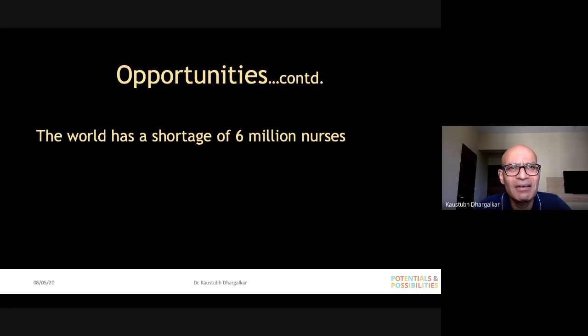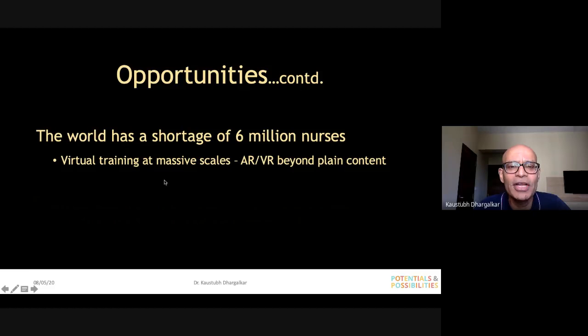Just 15-20 days back, I was reading that the world is facing a shortage of 6 million nurses today to tackle this pandemic. That means these 6 million new people need to be trained to be nurses. Now, how does training happen at such massive scale? 6 million is not a small number. That's where I feel virtual training at massive scales needs to come in.